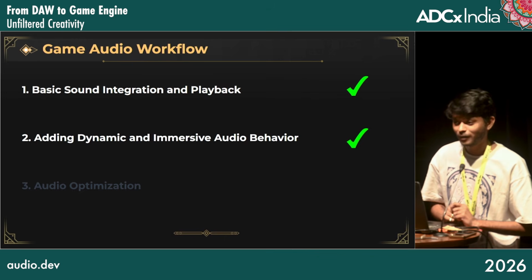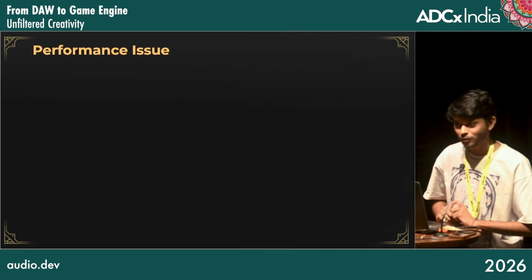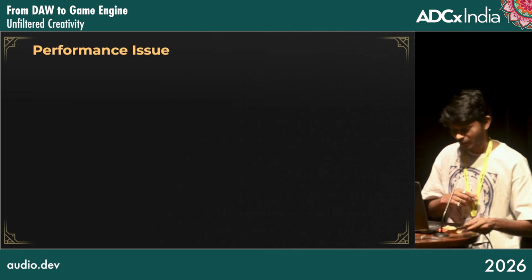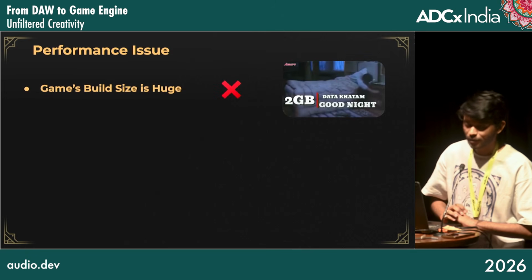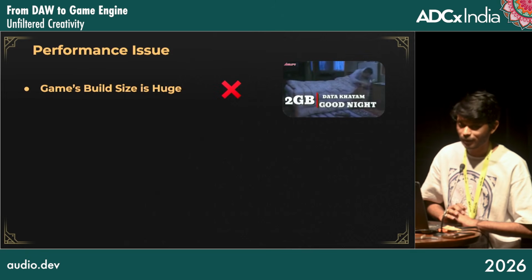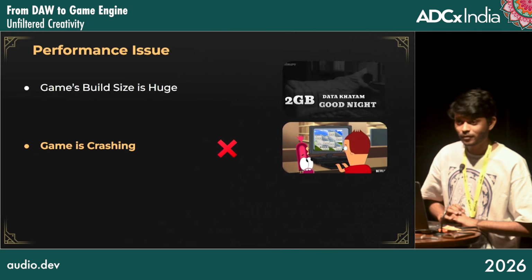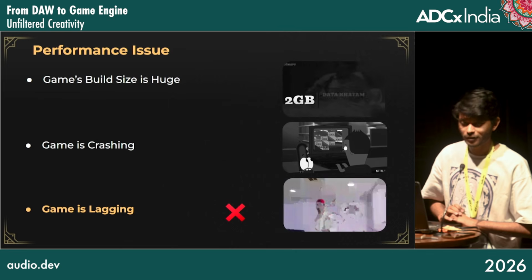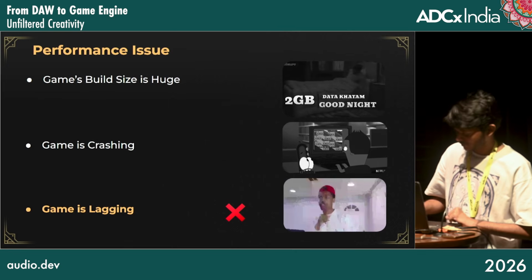But one of my bad friend comes to me and tells me there is an issue with the game, which is a performance issue. And since we are creating games for low-end devices, let me break this down for you. What were the issues? The game's build size is huge, so players are not downloading our build. The game is crashing consistently, and the game is lagging. There is a lot of FPS drop, stutter, and heating issues inside the game.